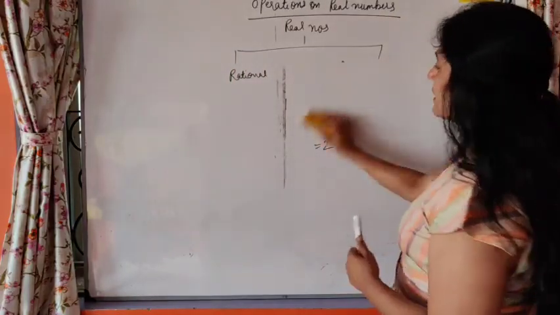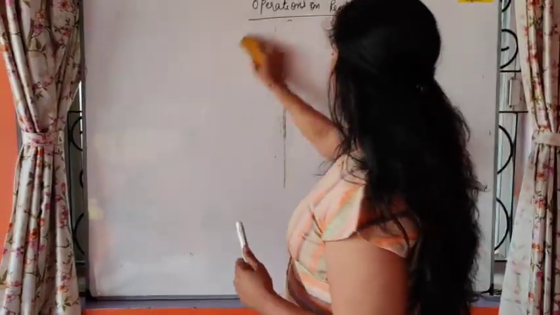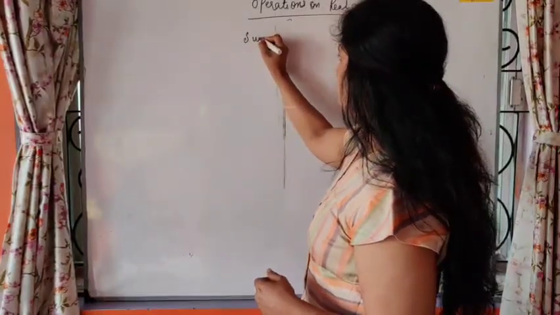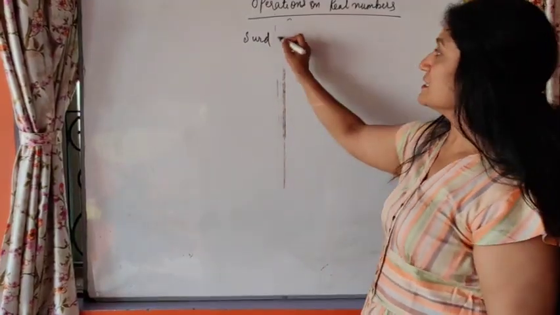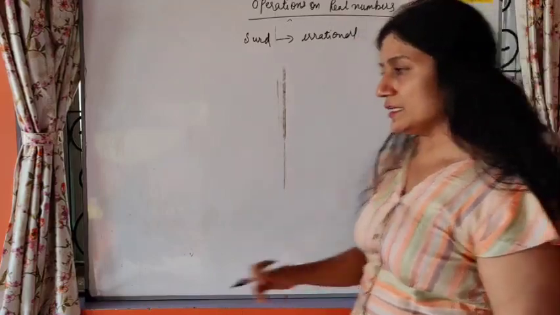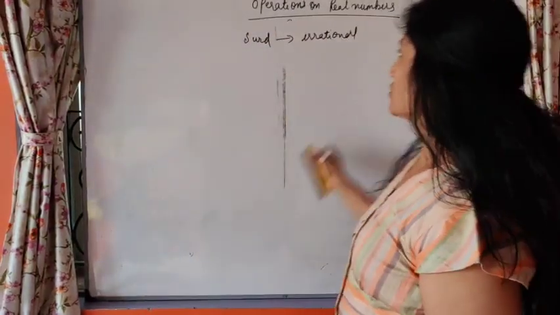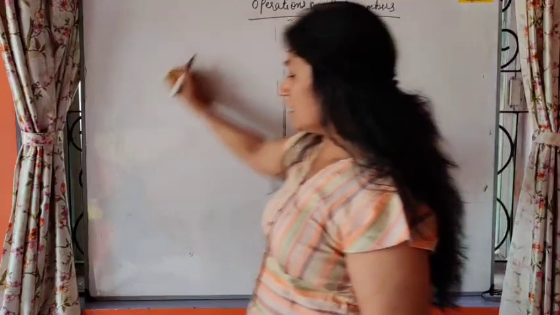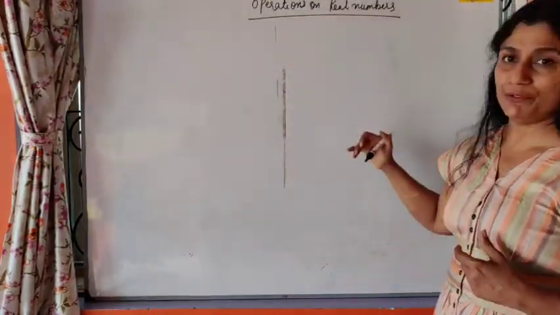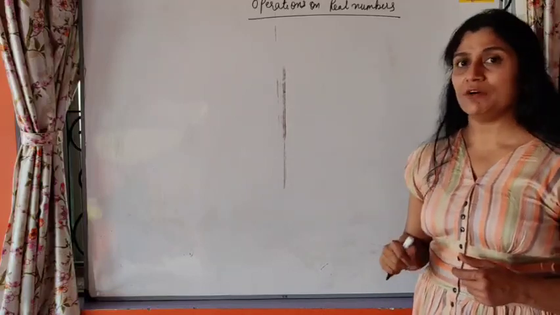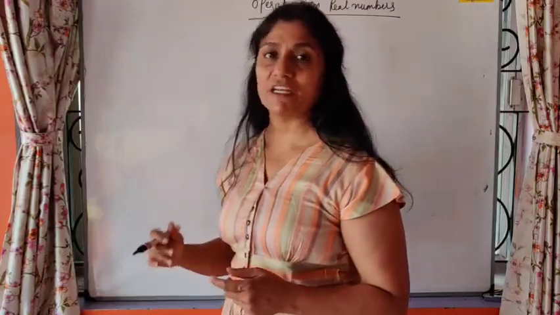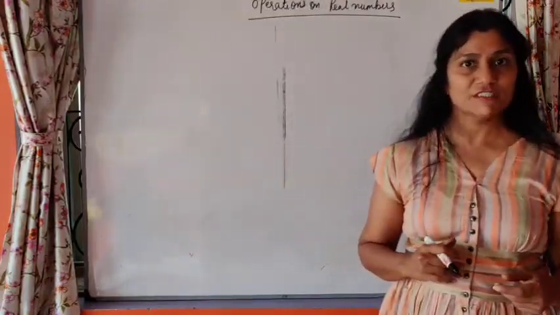Instead of using the word irrational again and again, in my videos I'll be using the word surd. S-U-R-D. Surds are irrational numbers. See, till now you have been dealing with only rational numbers. Now for this topic to be thorough to you, you should know how we operate on surds. I'll take some basic addition, subtraction, multiplication and division operations on surds.